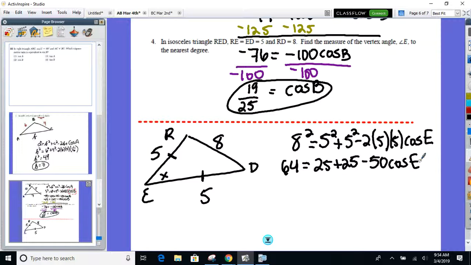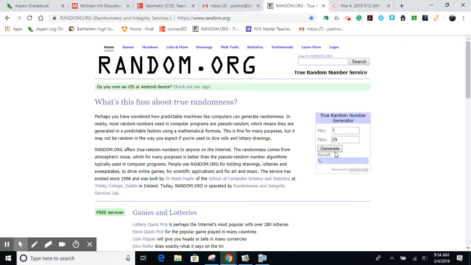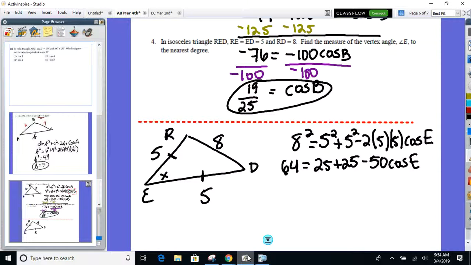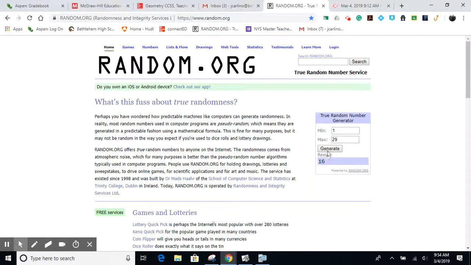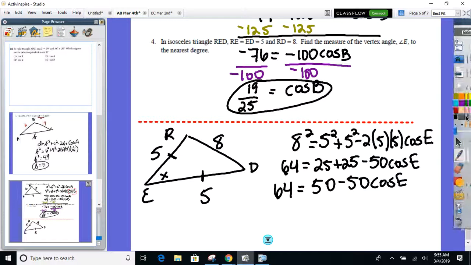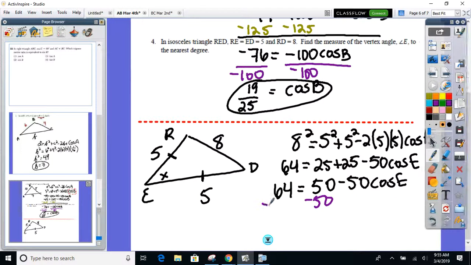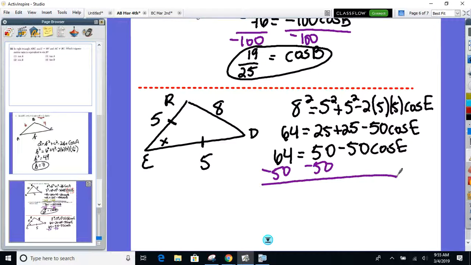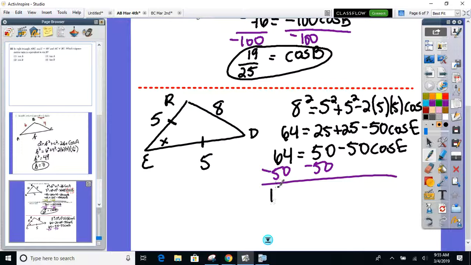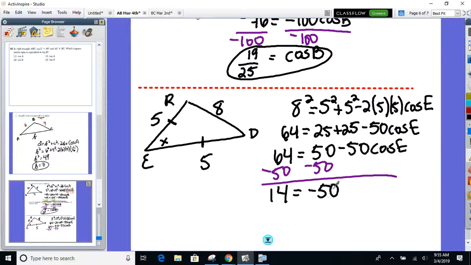Cosine E. 64. Which two can I combine on the right side? And I end up with 64 equals 50 minus 50 cosine E. Can't combine, cannot combine. Next move to get cosine E by itself. Subtract the 50 over. Yep. So we end up with what there? 14 equals, common mistake, drop the negative down.